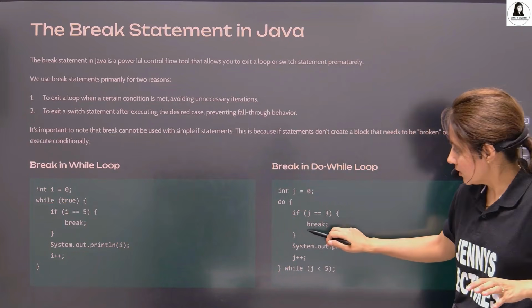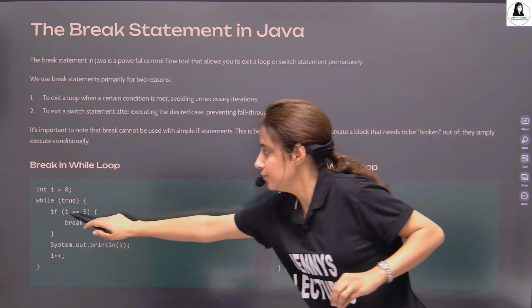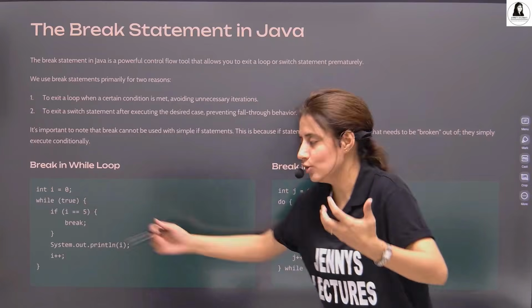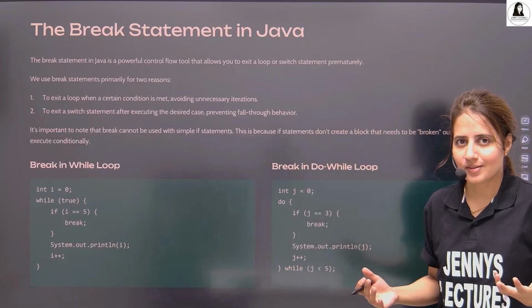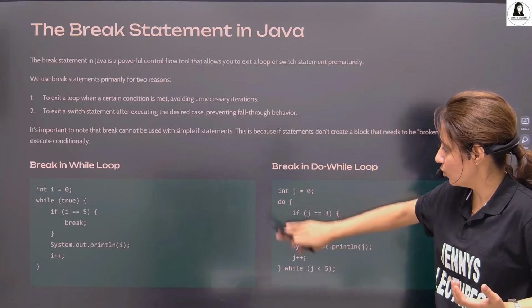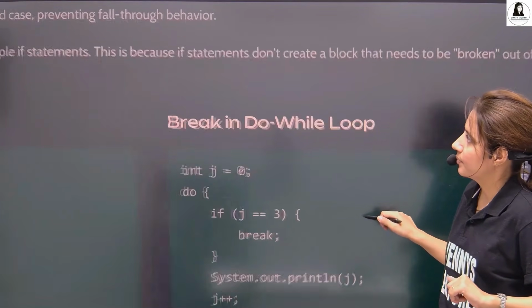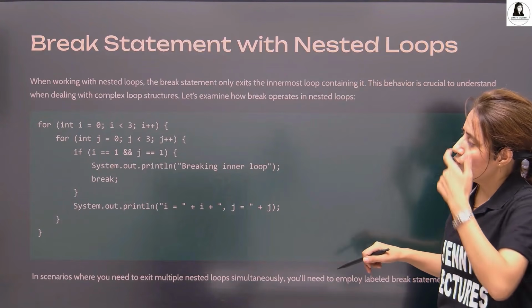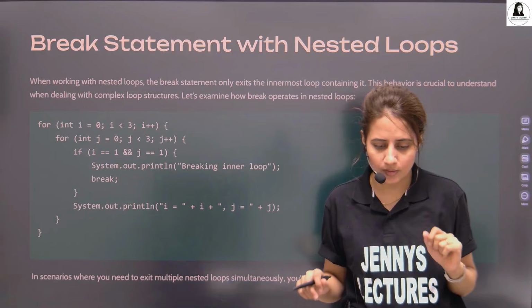Although we are using this break within an if only, this if statement is enclosed within a loop, here a while loop, here a do while loop. So basically we are using break within loops, right? Simple: if there is no loop and you are directly using this if with break, that would give you an error, right?